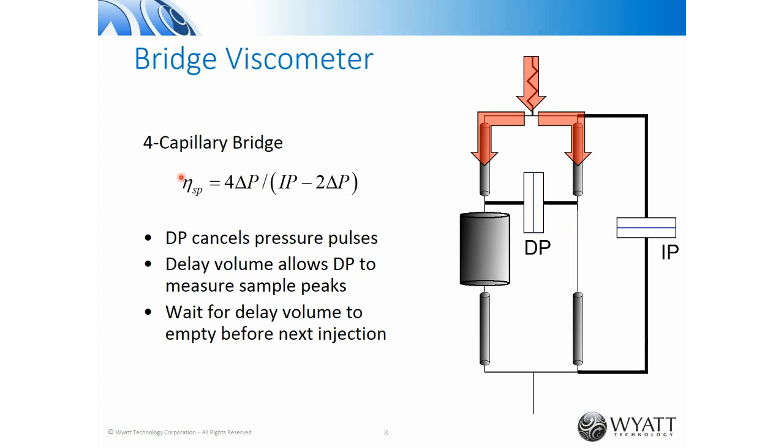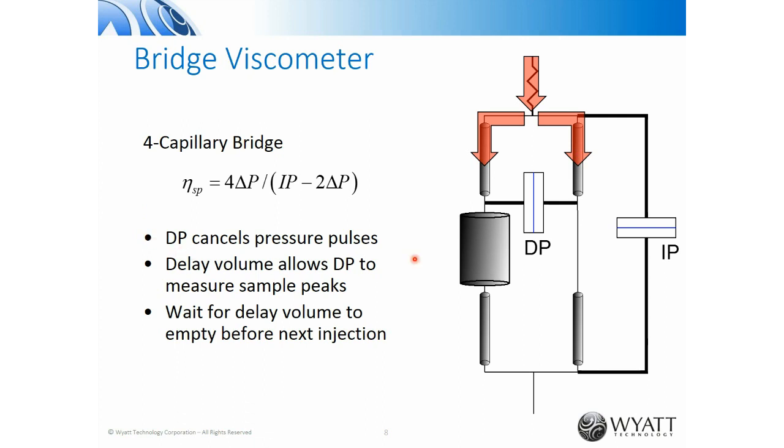And you can show with a little algebra that the specific viscosity is related to the differential pressure and the inlet pressure through this relationship. 4 times dP over IP minus 2 dP. So it's essentially the ratio of dP over IP. And like I said, the big benefit from this is that the DP transducer should cancel the pressure pulses and make it much less sensitive to how stable the pump is. It's not perfect, but it does a great improvement.